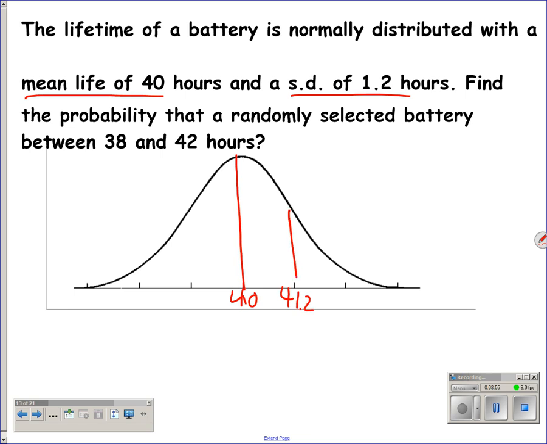41.2, 42.4, 43.6. And 38.8, okay, 37.6, and 36.4.